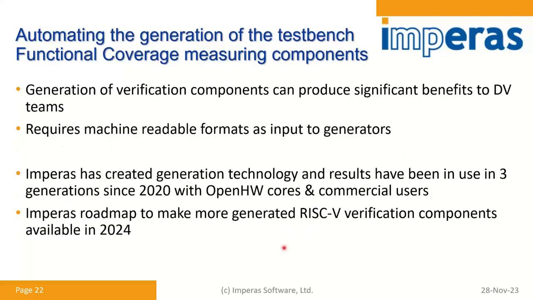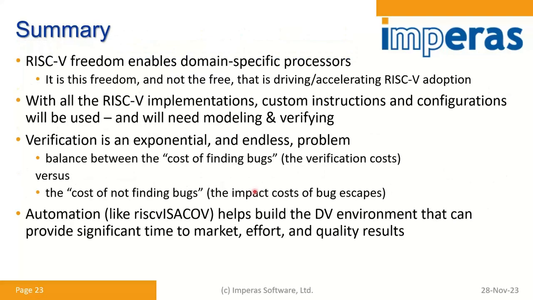So in summary, you've got to generate verification components because it can really help you get to quality sooner. If it's based around, as what we're doing here, the RISC-V ISA, we can have machine readable formats which can be input to these generators, and that can be standard. We've created some of this technology based around some work we did in the open hardware group with the collaboration there with commercial users, and it's been in use in 3 different generations, and we're working on more things there.